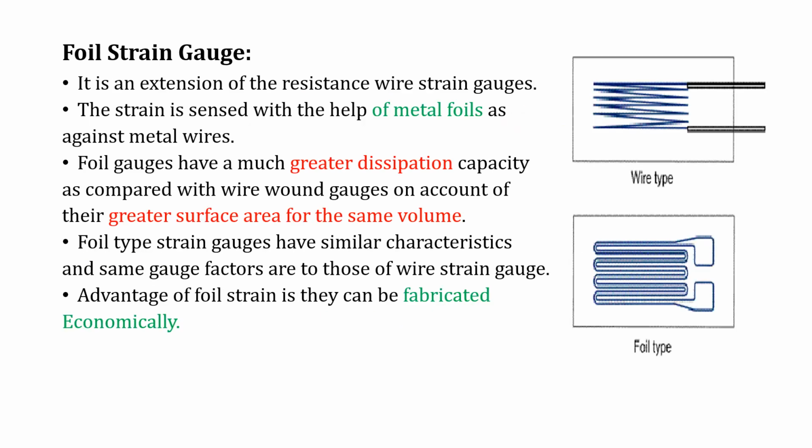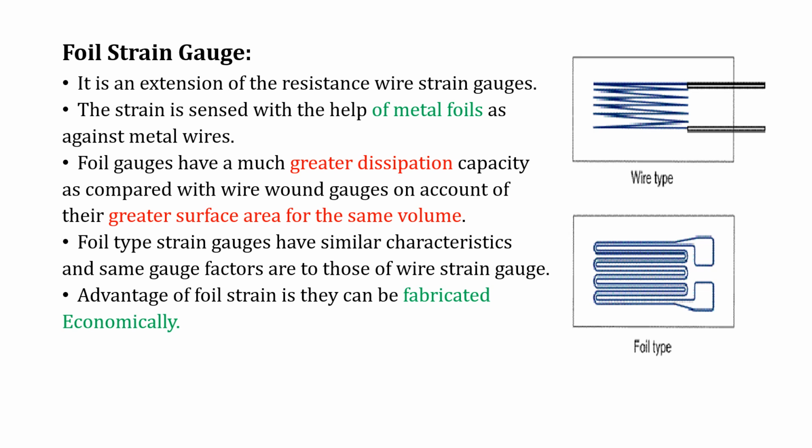Then we move on to the foil strain gauge. So these are the types of strain gauge. This is the wire type strain gauge. This is the foil type strain gauge. The wire is arranged in such kind of patterns, while here the foil is arranged in such kind of patterns. So this makes the difference between wire and foil type.